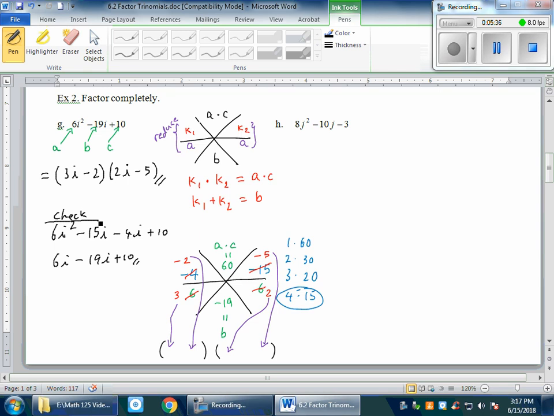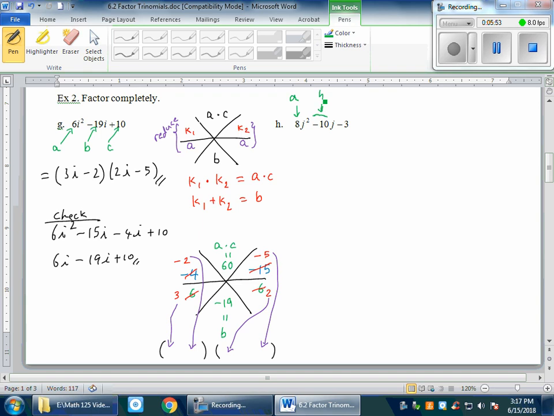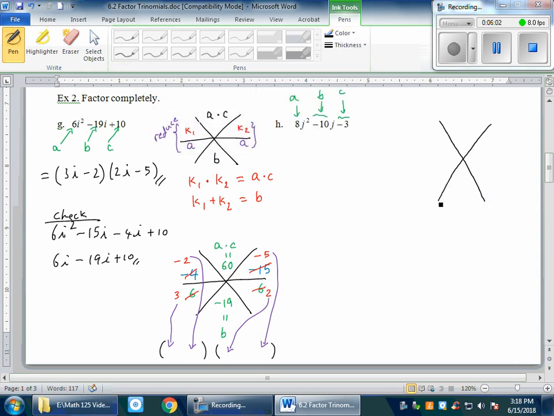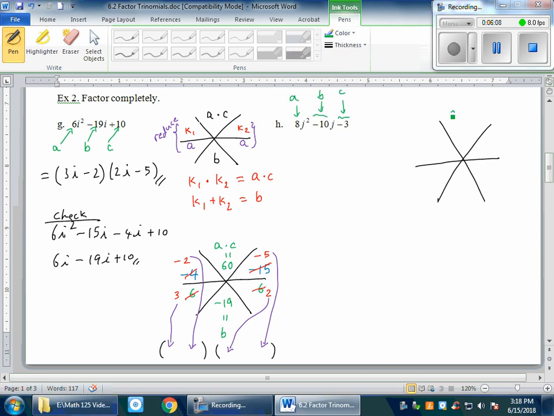So now let's use the same thing for the next problem, and hopefully we get better and faster at this. In this case, we know that this is our a, this is our b, and this is our c. So drawing this out, a times c will be 8 times negative 3, which is negative 24, and negative 10 is my b.